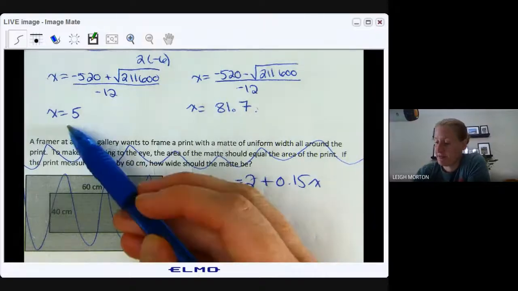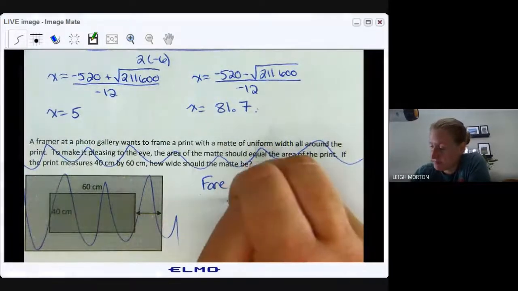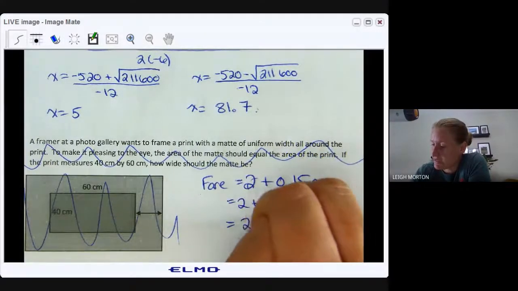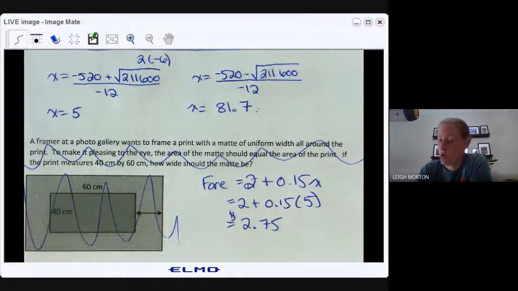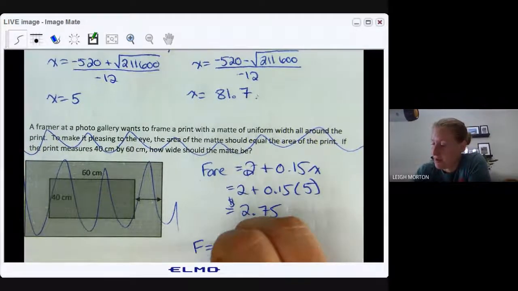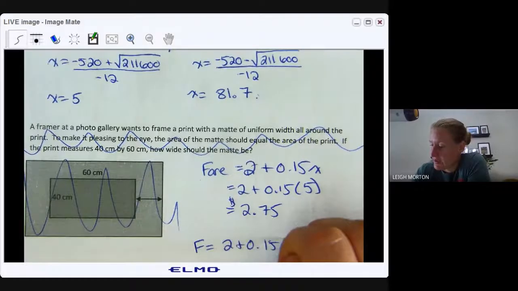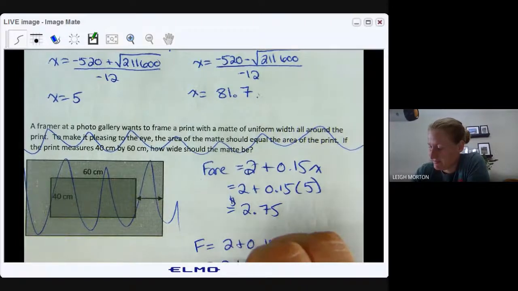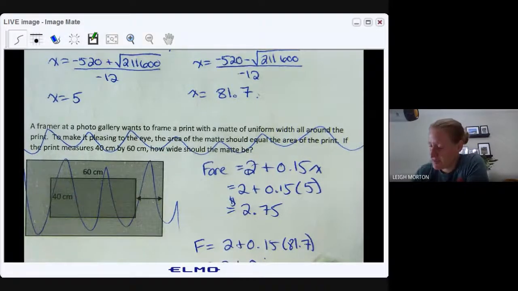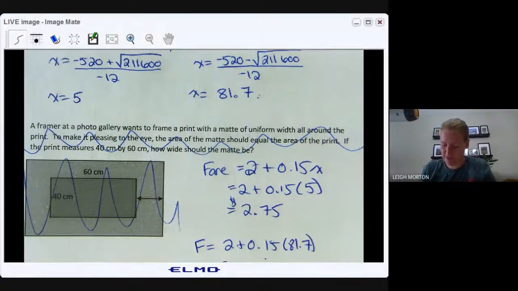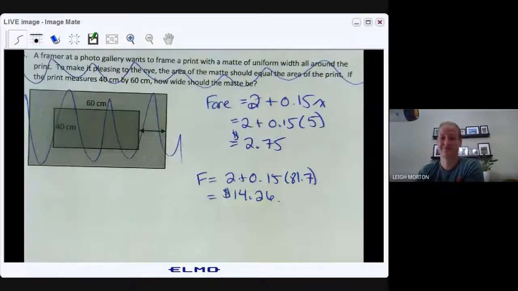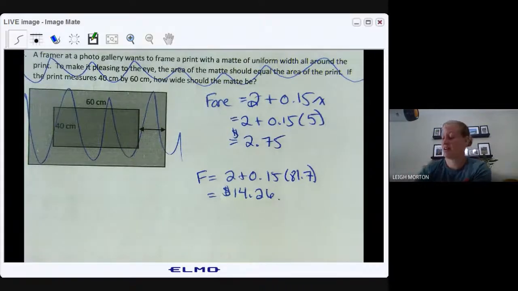So that means that if we're increasing 5 times, that would be $2.75. Or if we're increasing 81.7 times, I feel like that's going to be a pretty expensive bus ride. 2 plus 0.15 times 81.7. Yeah, $14.26. But these are two valid options.